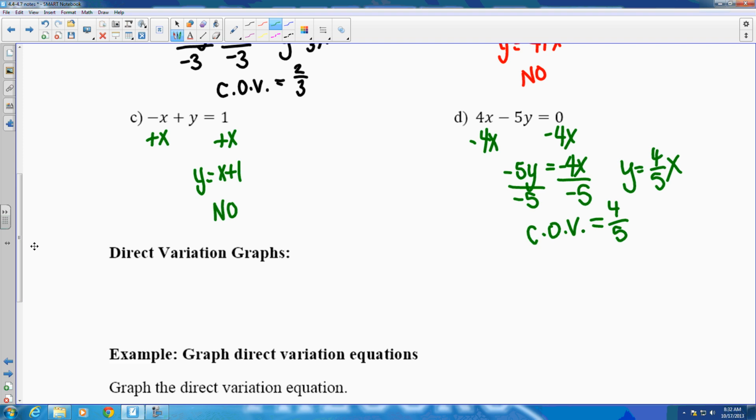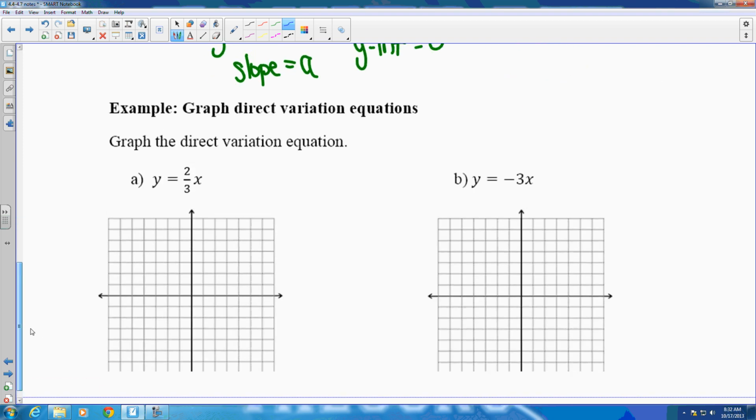So direct variation graphs, you're still going to have the same equation, y equals ax. Your slope is the number in front of the x always, so it's a, and our y-intercept is 0. And we know that because we don't have anything added on. So if this is in y equals mx plus b form, the b is going to be 0.